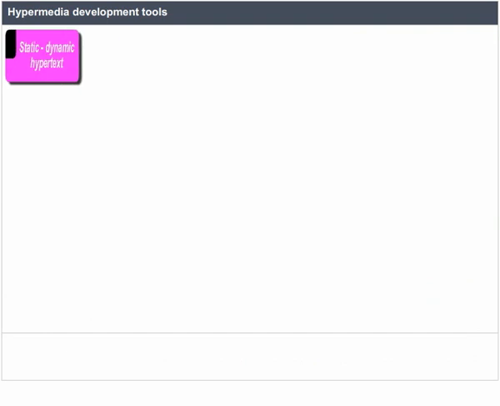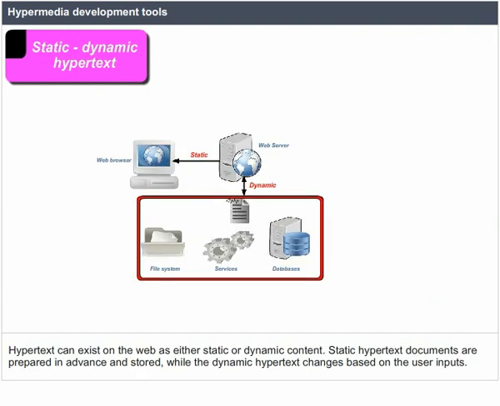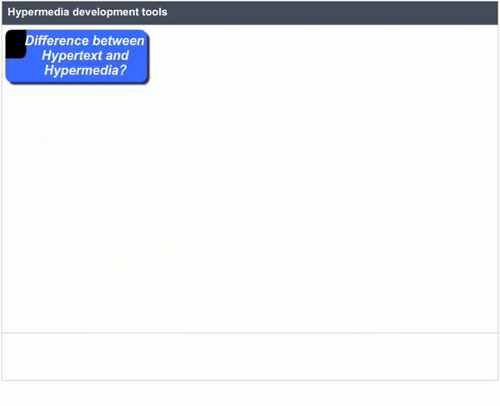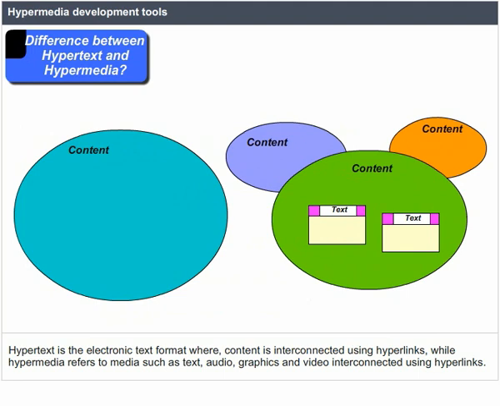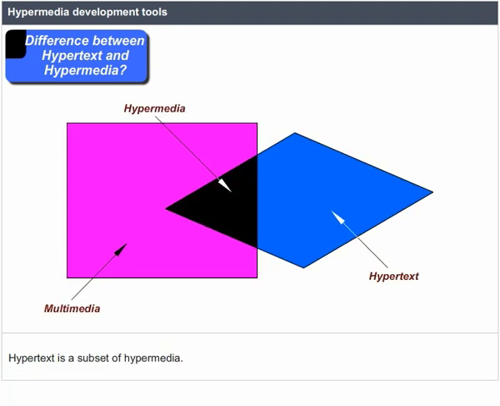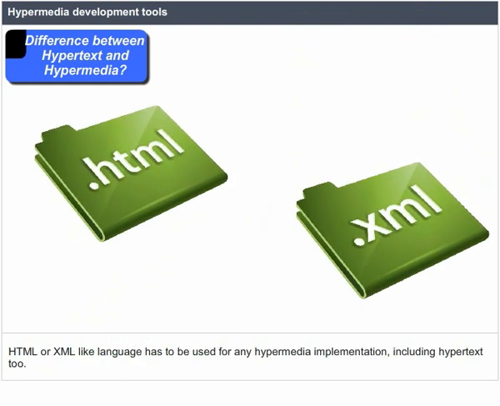Static and dynamic hypertext. Hypertext can exist on the web as either static or dynamic content. Static hypertext documents are prepared in advance and stored, while the dynamic hypertext changes based on the user inputs. Difference between hypertext and hypermedia. Hypertext is the electronic text format where content is interconnected using hyperlinks, while hypermedia refers to media such as text, audio, graphics, and video interconnected using hyperlinks. Hypertext is a subset of hypermedia. HTML or an XML-like language has to be used for any hypermedia implementation, including hypertext.